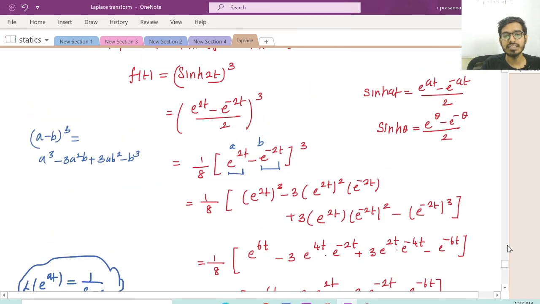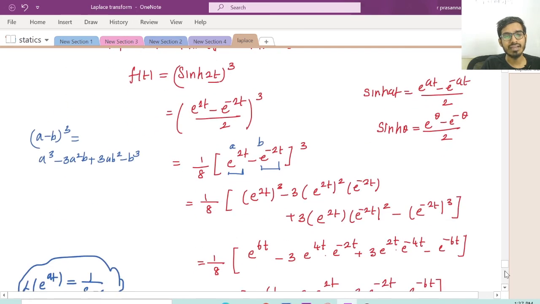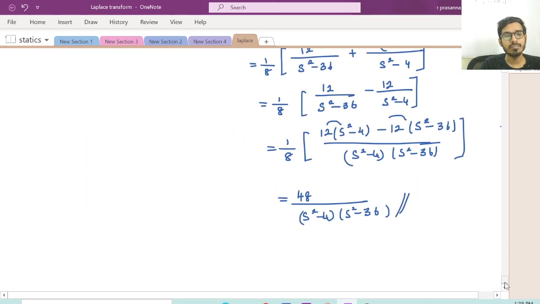This is the required Laplace transform for sinh cube 2t, right? It's very easy. First I have simplified sinh cube 2t, and then I have used the a minus b whole cube formula. I have applied the sinh theta formula, and then I have used the a minus b whole cube formula, expanded, applied L, and then I have simplified it.